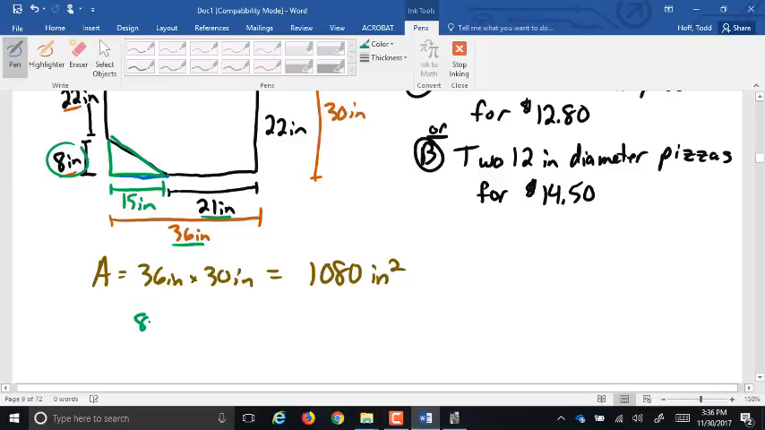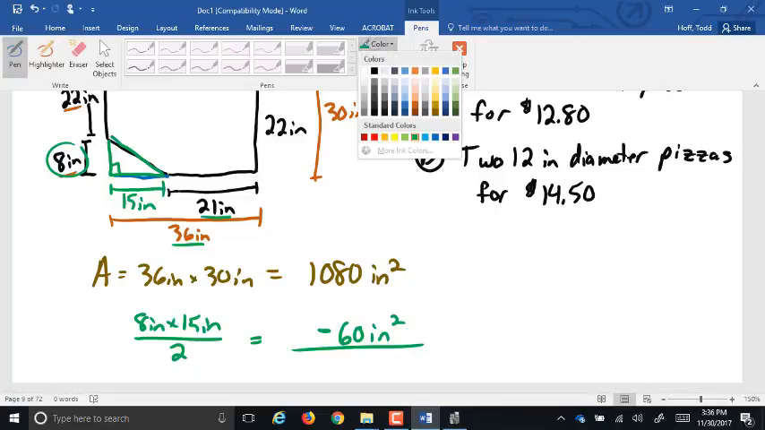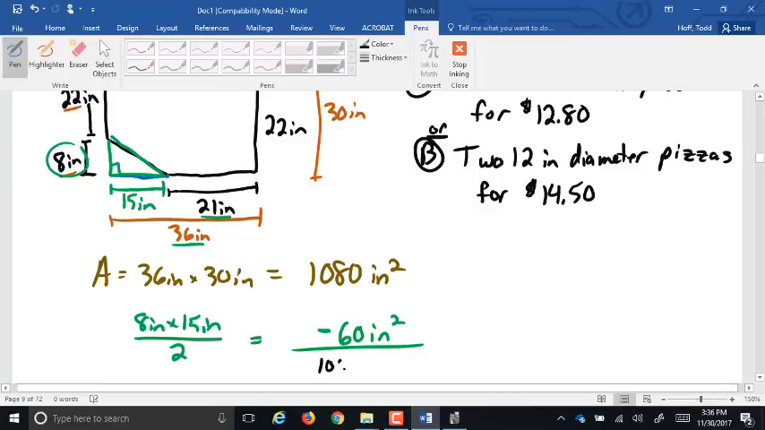So that area is 8 inches by 15 inches. What do we have to remember to do to it? Divide by 2. Why did we divide by 2? Because it's a triangle, right? So 8 by 15 divided by 2 comes out to be 60 square inches that we have to subtract out, putting us at 1,020.